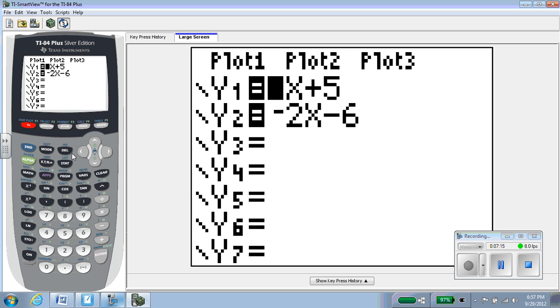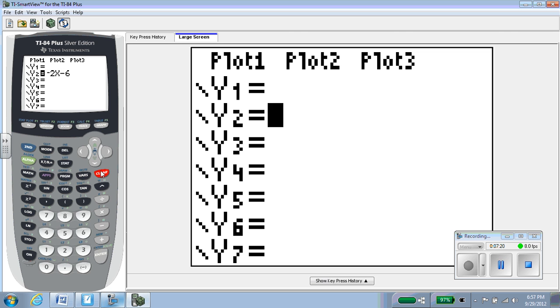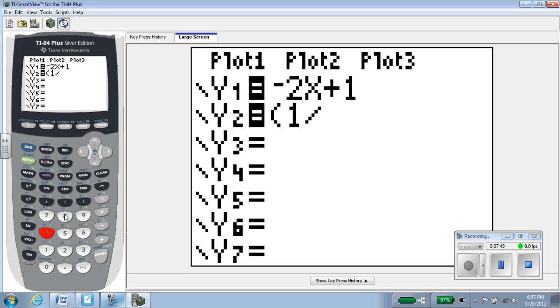Okay, so I'm going to go back to y equals, clear, arrow down and clear that one. Okay, go back up to the first equation. We have y equals negative 2x plus 1, so negative 2x plus 1. My second equation is y equals 1/4 x minus 17. So my 1/4, 1 divided by 4, I should put in parentheses, x minus 17.